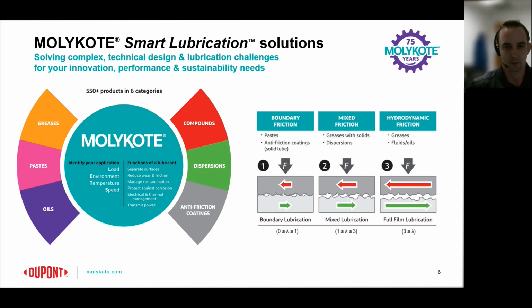On the other end, you have hydrodynamic friction, which is your higher speed applications with lower loads. At this regime, you have a separation of surfaces due to lubrication. The lubricants used on this end are usually things like oils or greases.